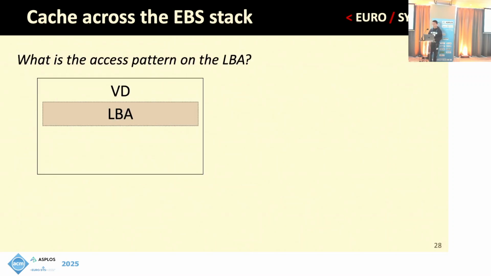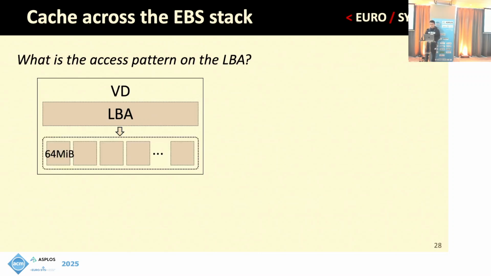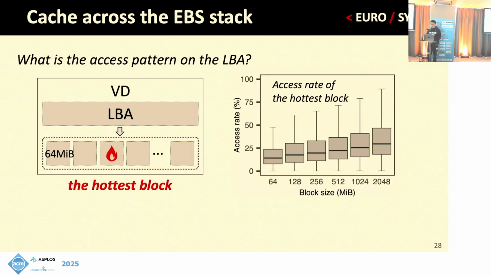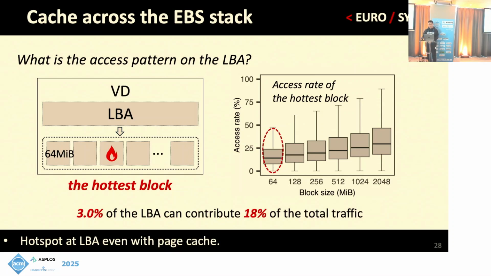The first question is, what is the access pattern on the LBA? To answer this, we divide each VD's LBA into fixed-size blocks and identify the most frequently accessed ones, that is, the hottest block. In the figure on the right, we plot the access rate of the hottest block of all the sampled VDs under different block sizes. The results show that just 3% of the LBA can contribute to 18% of the total traffic in terms of the median. This indicates that even with the page cache in the guest OS, there are still clear hot spots at the LBA level.